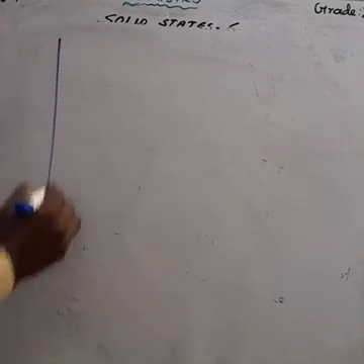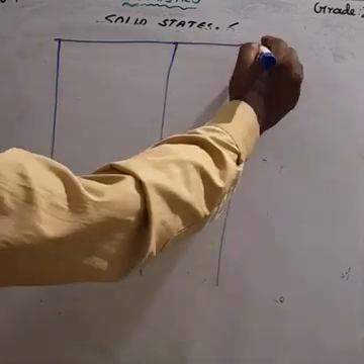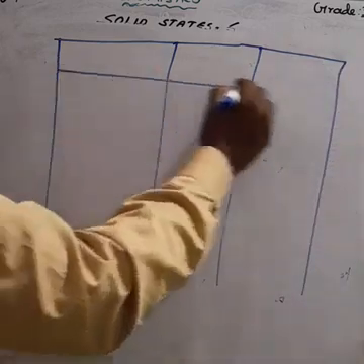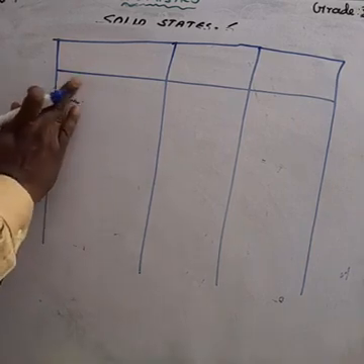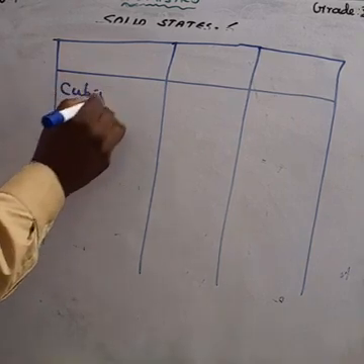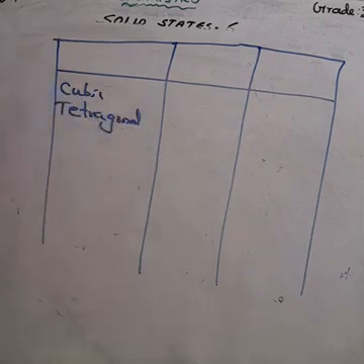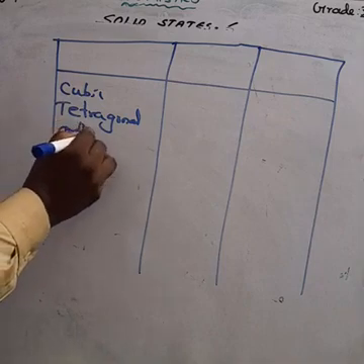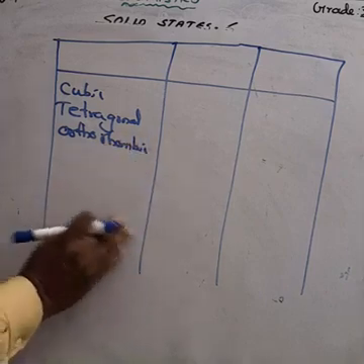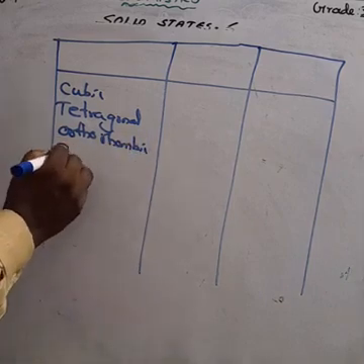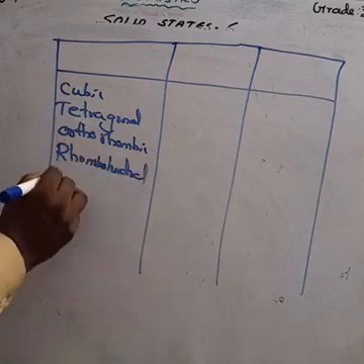First tabular column, make it 3 column like that. First is about the cubic. Second one, tetragonal. Third one, orthorhombic. Fourth one, rhombohedral. Fifth one, hexagonal.